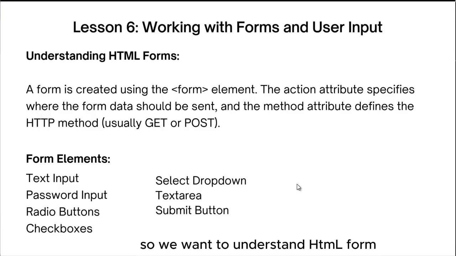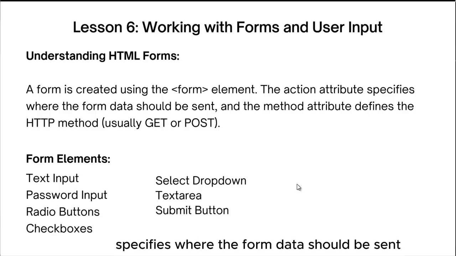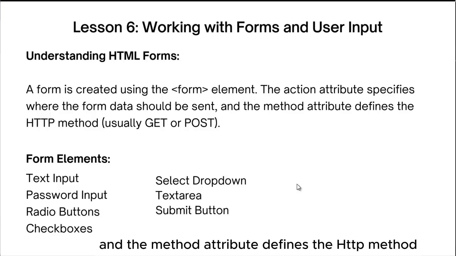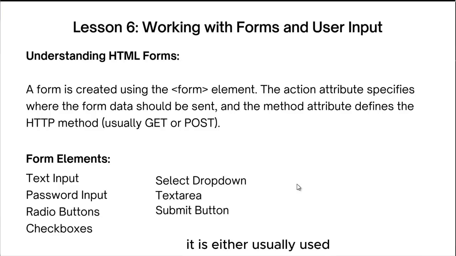So, we want to understand HTML form. A form is created using the form element, just like in our last class. The video is created using the video element, an audio is created using an audio element. The action attribute specifies where the form data should be sent, and the method attribute defines the HTTP method. It is usually a get or a post attribute.